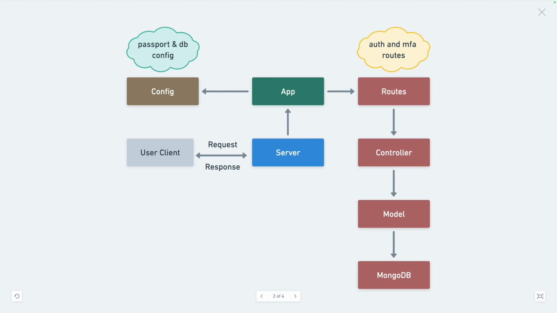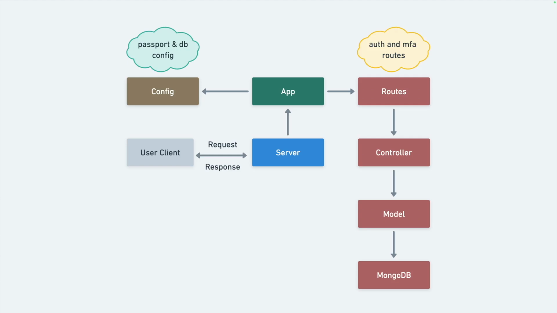Now this app will also contain all our routes. So we are going to have the auth routes and the multi-factor authentication routes. And these routes will have all the logic in their controller, which will have a model, which we are going to create as the user model with the help of a Mongoose schema, and then we are going to store the data in the MongoDB database. So this is a rough idea of how our application is going to be structured.